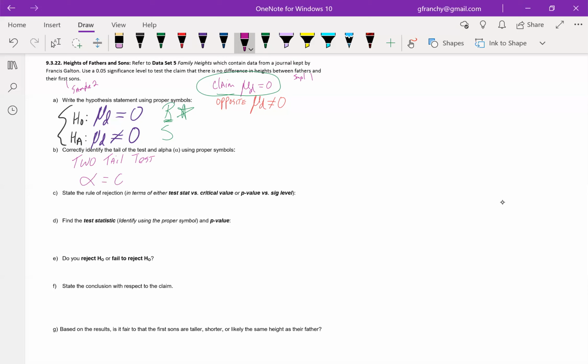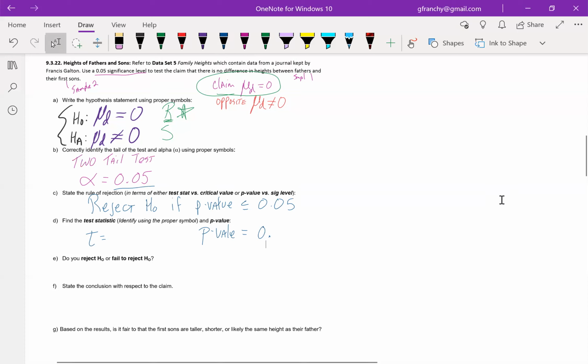Our alpha is 0.05. Alpha represents our significance level, and that gives us enough information to write our rule of rejection. Reject the null hypothesis if the p-value is less than or equal to whatever our significance level is. And our test statistic is going to be t, and we want a space for our corresponding p-value, which I will line up directly underneath the one listed in the rule of rejection. So now we're ready to go on over to StatDisk and open up data set 5.